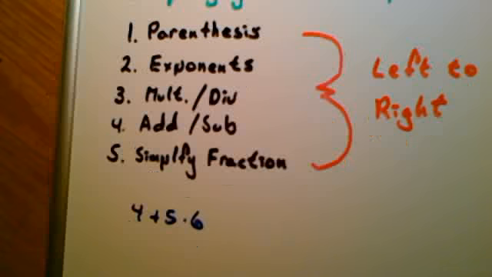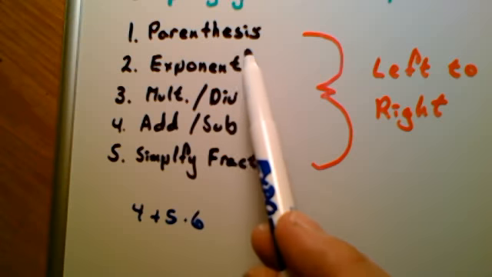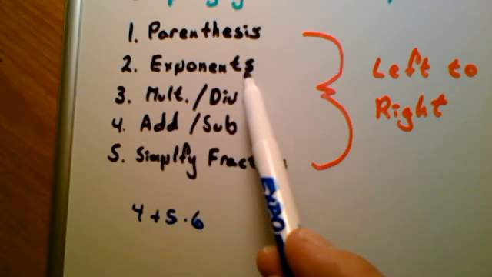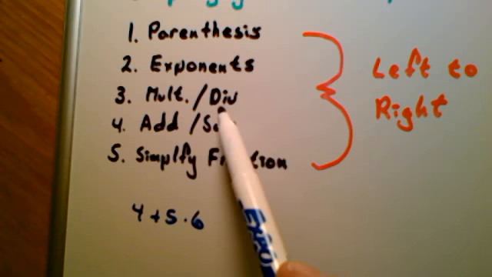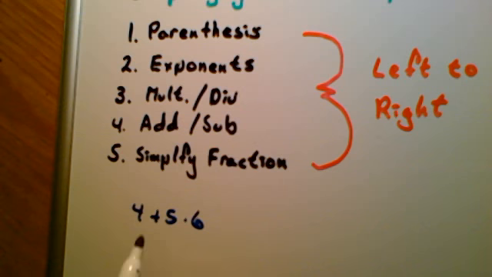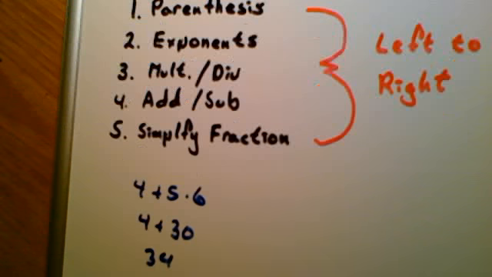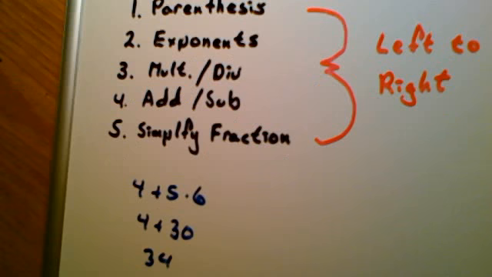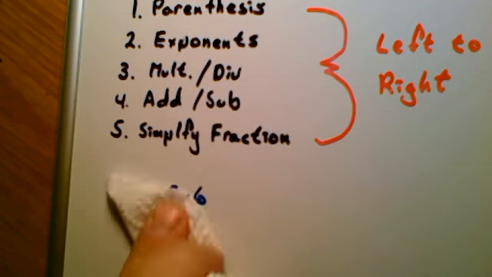If we look at the order of operations, the first thing is parentheses, there aren't any. Exponents, there aren't any. Multiplication and division, there is, and that's 5 times 6. So our next step would be 4 plus 30, because 5 times 6 is 30. The next step is addition and subtraction, so we add 4 plus 30, and that gives us 34. So the correct answer this time is 34, not 54. So follow the order of operations. Let's look at another one.